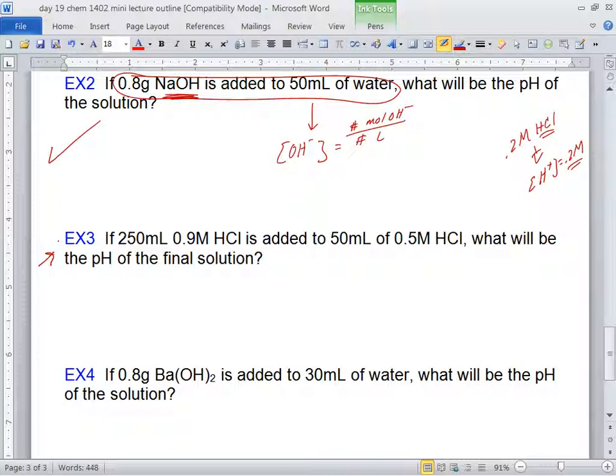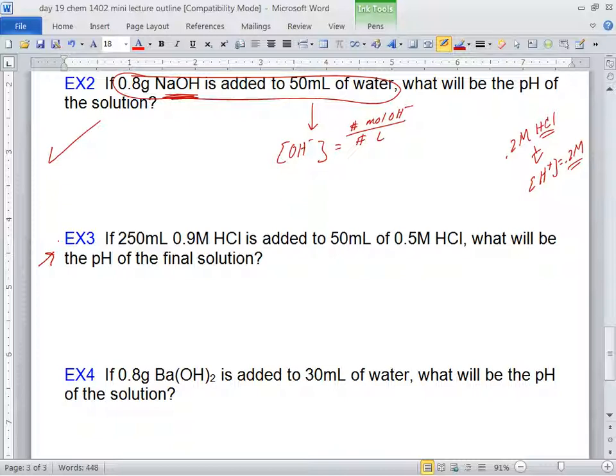No, we can't. So we just find the pH of both of them. But we can add what? No, you can't add the pH of both. You can't add concentrations, but you can add liters and get total liters. You can add moles and get total moles, but you can't add concentrations.